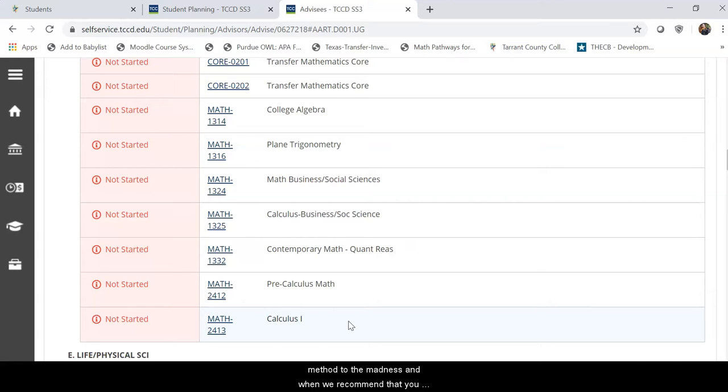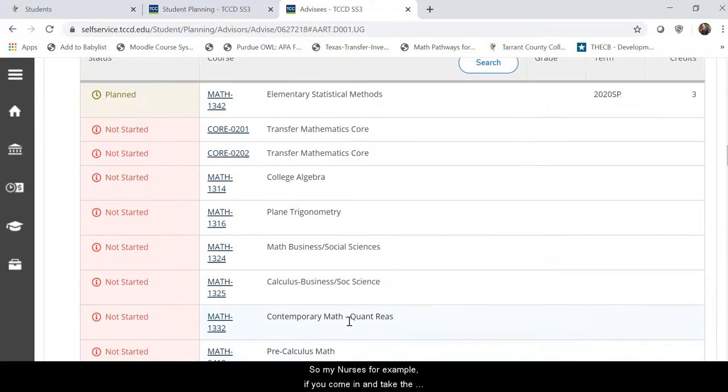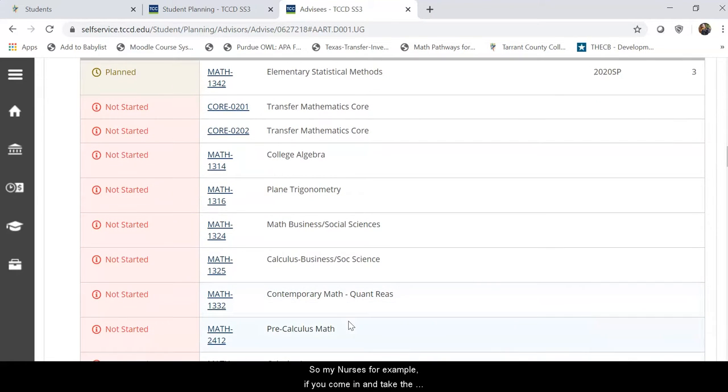So there is a method to the madness, and when we recommend that you take things in a certain order, it's for that reason. We know that you'll get locked out of certain things. With the healthcare folks in particular, so my nurses, for example, if you come in, you take the college test, the TSI, the Texas Success Initiative, and you do not score at the college level, then what's going to happen is they will require you to take a math class, because I know people ask me all the time, well, Ms. Cherie, the nursing program doesn't require a math class at our school.